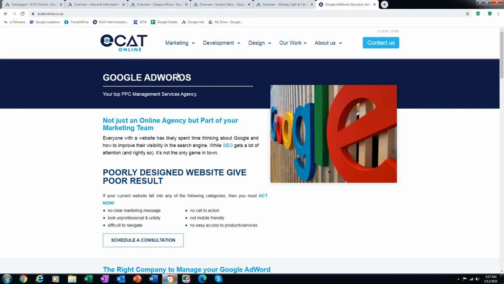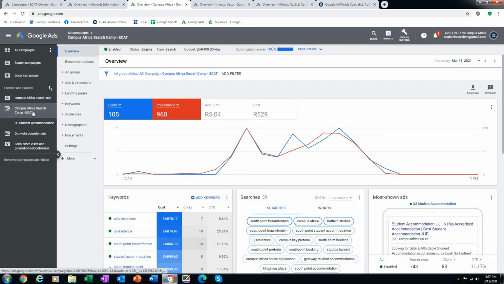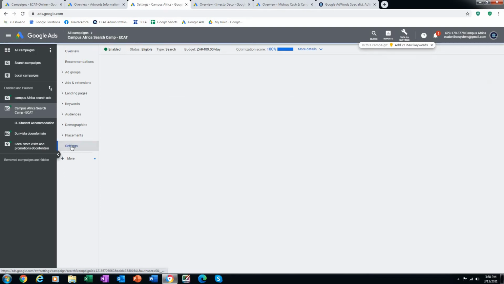I'm going to use another example. One of our clients, Campus Africa, manages student accommodation in Gauteng. If their ad location is not set up properly, someone who is looking for student accommodation in Cape Town, if they just search student accommodation, can easily pick up Campus Africa. But they are based in Gauteng, so their ad location needs to show precisely that they are based in Gauteng.